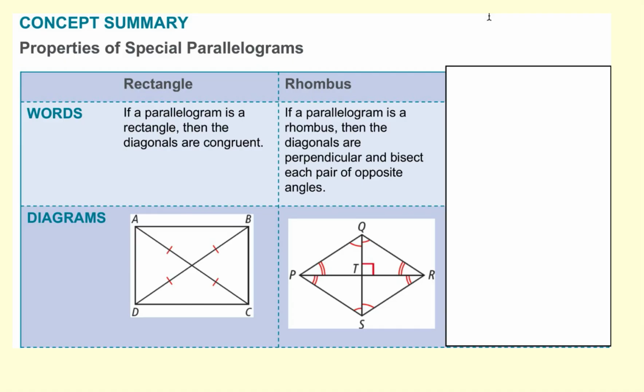Now this is our summary so far. In a rectangle, we know that the diagonals are congruent and they also bisect each other. So think about this picture. If a parallelogram is a rhombus, we know that the diagonals are perpendicular and the diagonals are also bisecting these angles. So these angles are all cut in half, cut in half, cut in half.